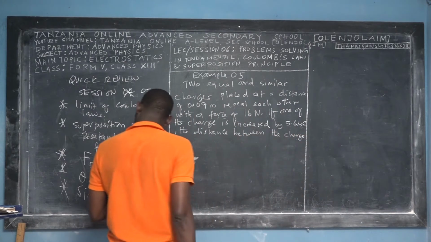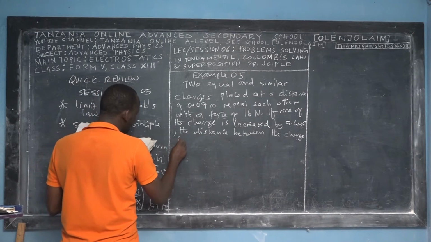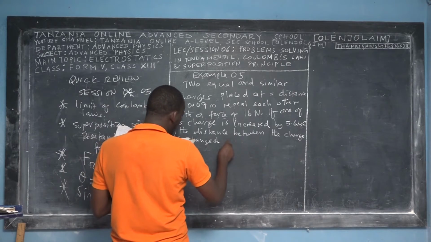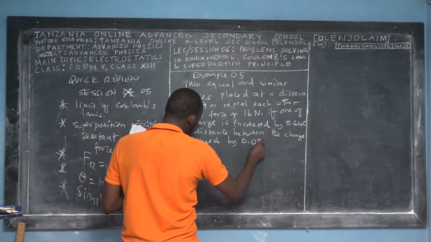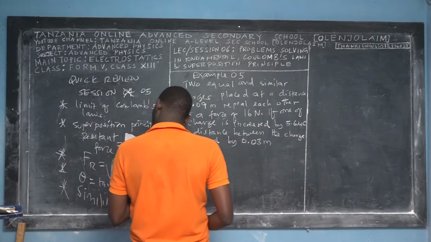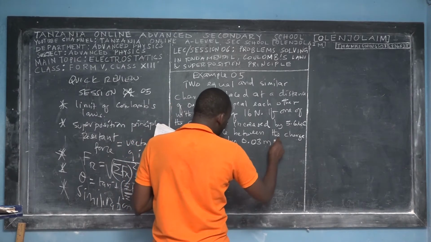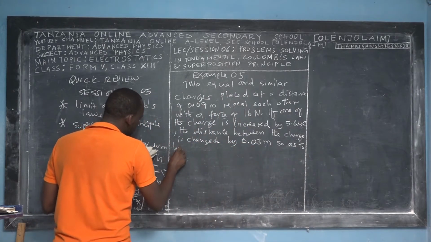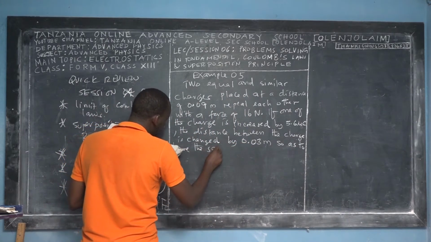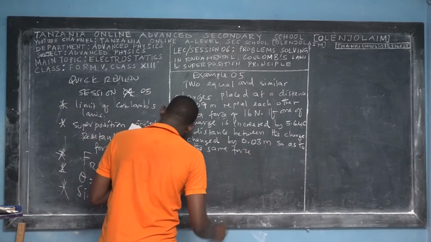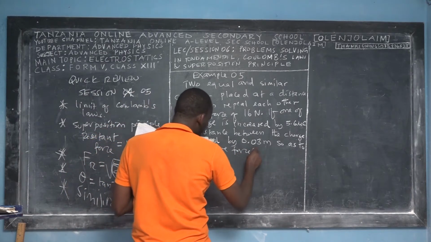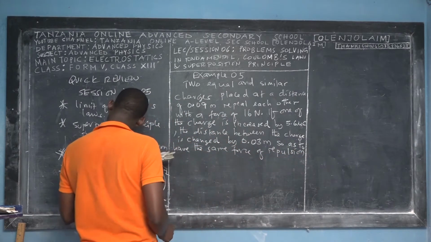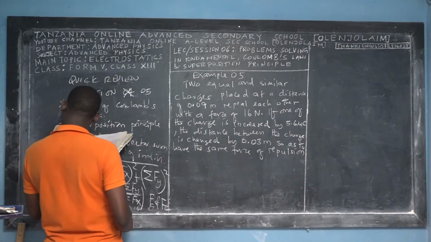The distance between the charges is changed by 0.03 meter, so as to have the same force of repulsion. Find the value of each charge.